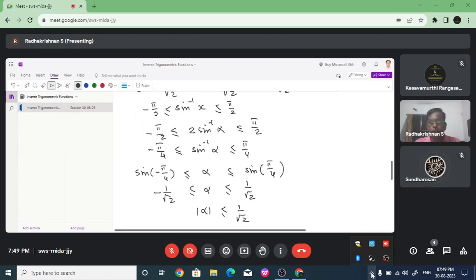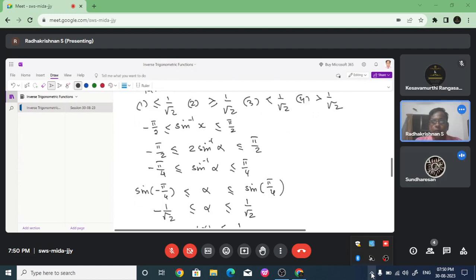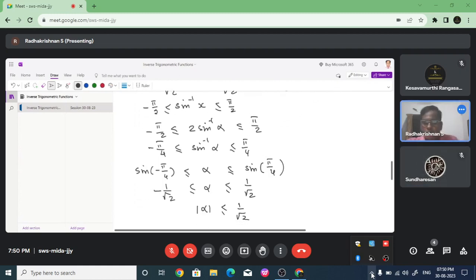Minus 1 by root 2. I have taken mod, no? See, alpha ranges from minus 1 by root 2 to plus 1 by root 2. So that means mod of alpha will range from 0 to 1 by root 2. It will be less than or equal to 1 by root 2. Mod will always be positive, right? You agree or not? Agree, sir. Understood, sir. Yes, sir. This is option number 1.